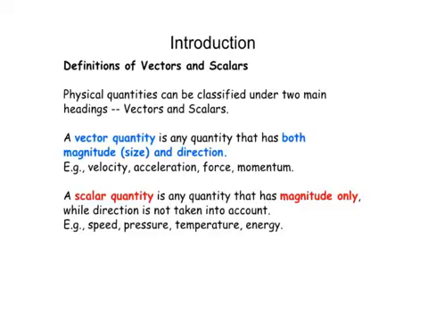A scalar quantity is any quantity that has magnitude only, while its direction is not taken into account. A quantity which is only specified with its magnitude is called a scalar quantity. For example, speed, pressure, temperature, energy. All these quantities have only the magnitude. They don't define the direction.